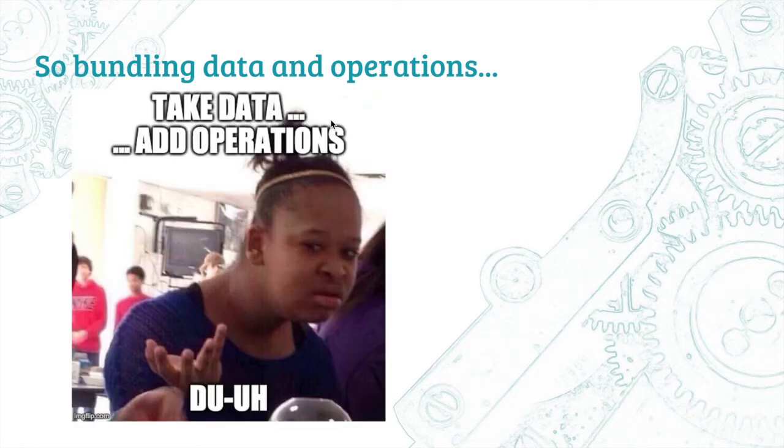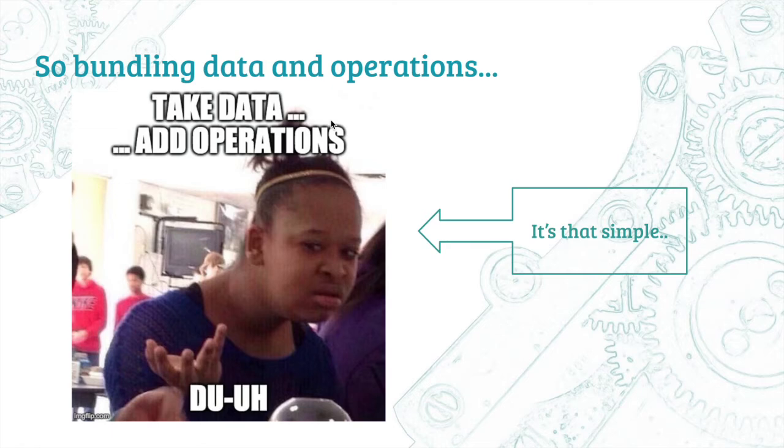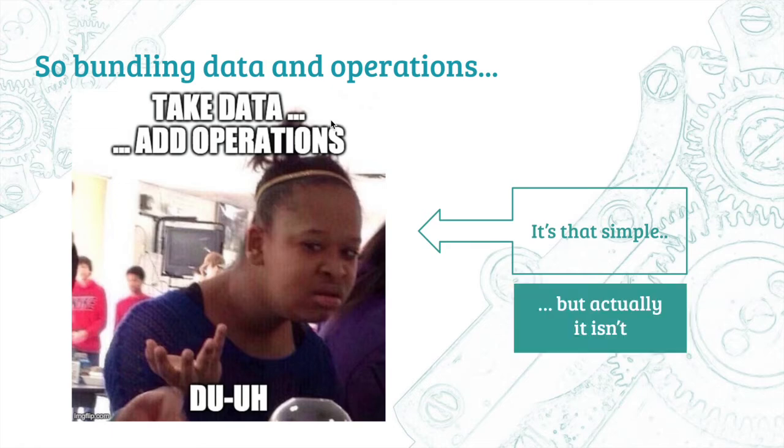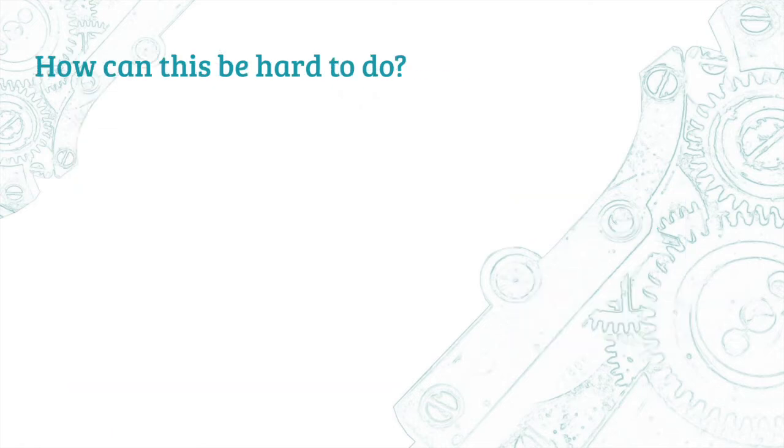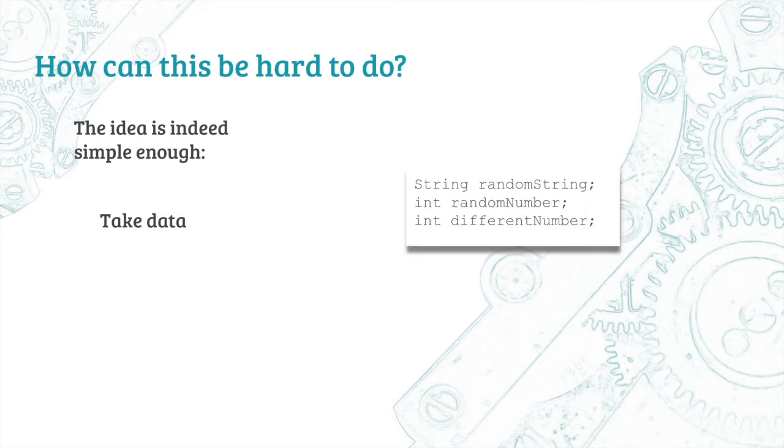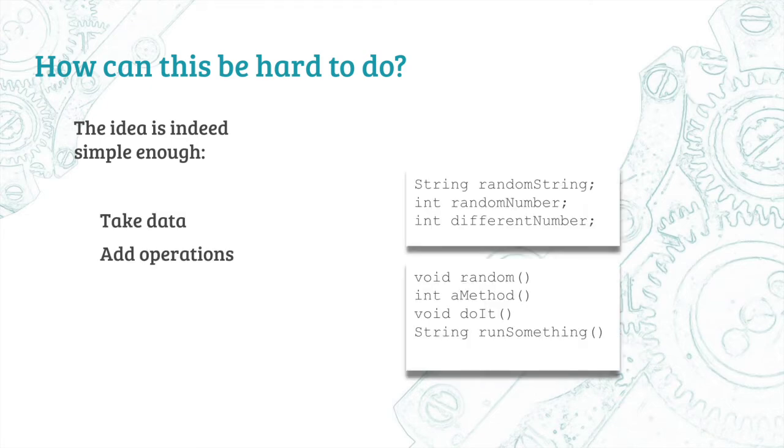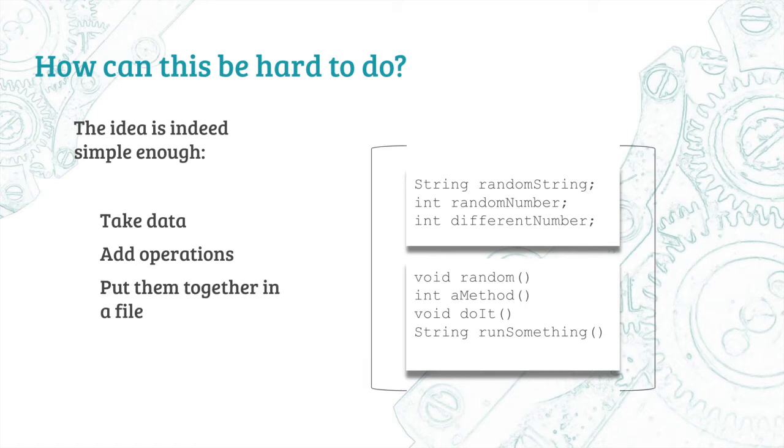So, bundling data and operations. You take a bit of data, you add a bit of operations, right? It's that simple, but actually it isn't. How can this be hard to do? Like I said before, the idea is indeed simple enough. You take some data, you add a bunch of operations to that, you put those together into a file, and you stick a name to it.